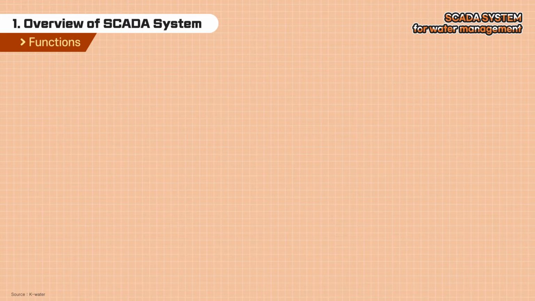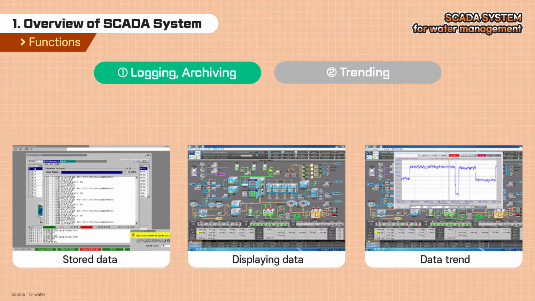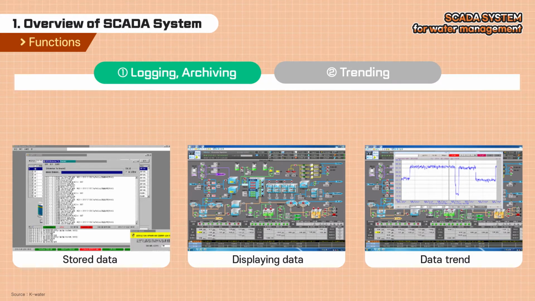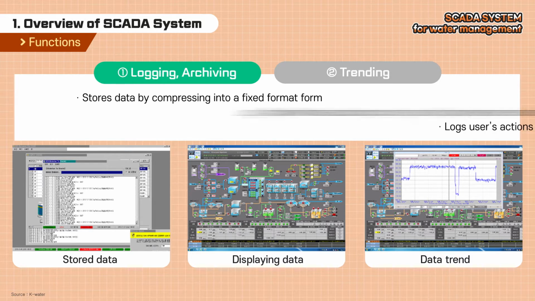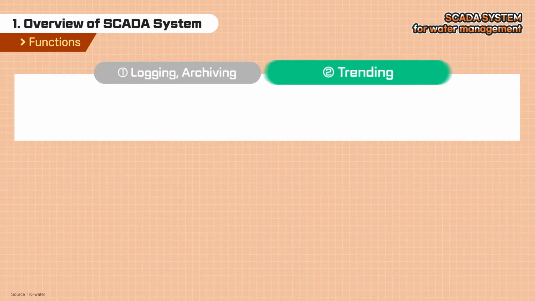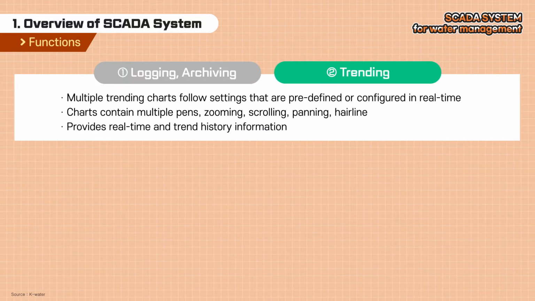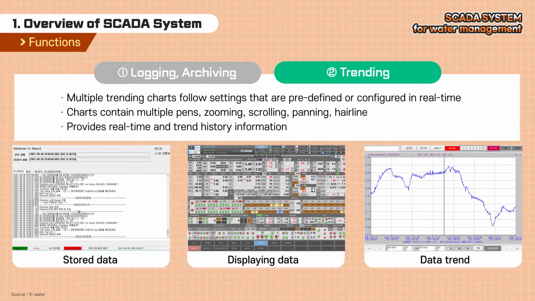Looking at the functions of the SCADA system, logging, archiving comes first. In logging and archiving, the original data is compressed to fit into the SCADA system format and then saved. The remote control history, parameters, and period of time are then stored in a log file. Second, the trend function provides the trend display of real-time or historic data in the form of charts, including multiple trends.